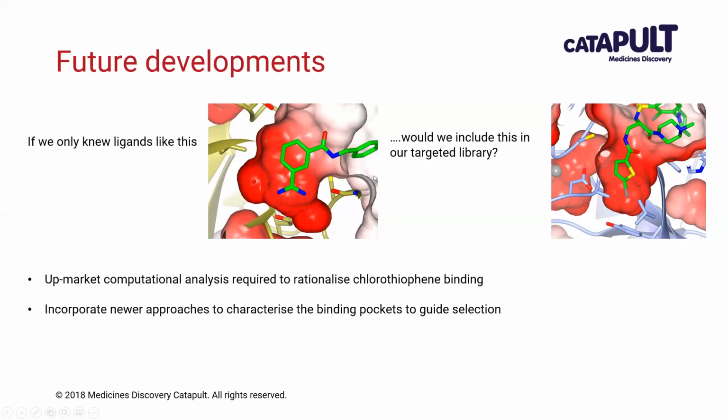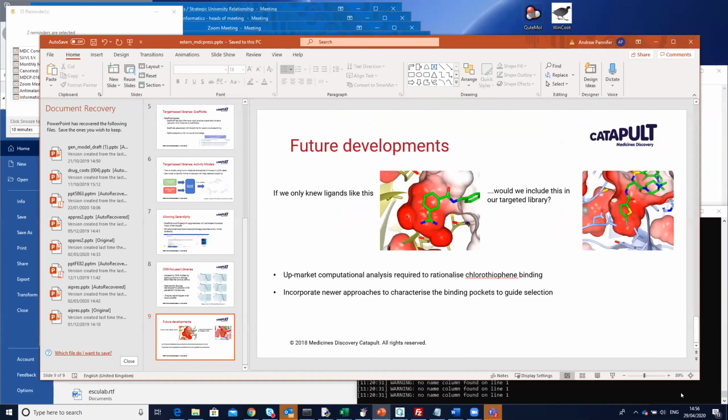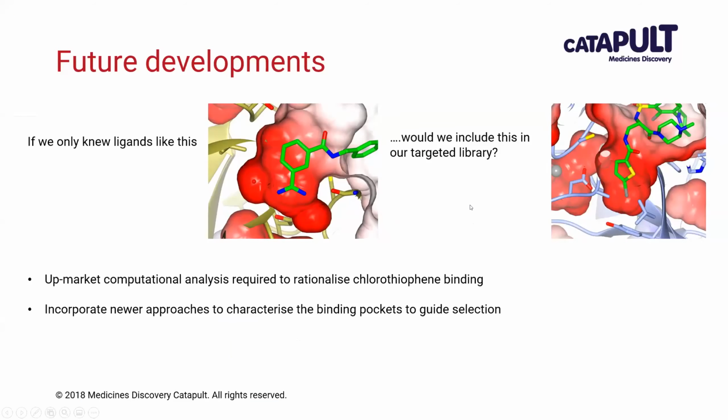So really, the thought provoker is how we incorporate that really quite high level, upmarket level of computational analysis to ensure that we really recover as many of the actives from that full deck HTS for our targeted library as possible. So I think I'm probably quite close to the end. So yeah, that's pretty much what I have to say on that.